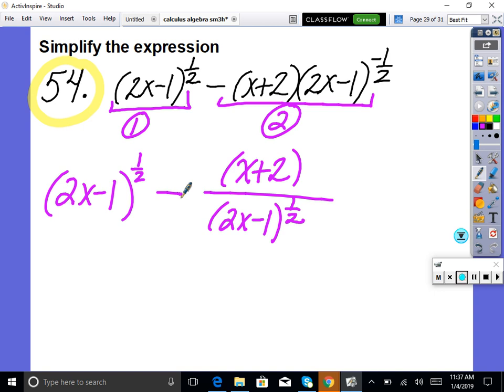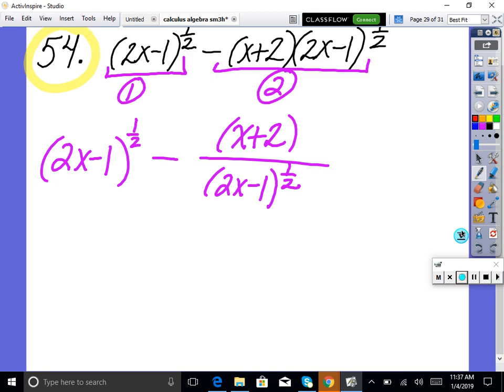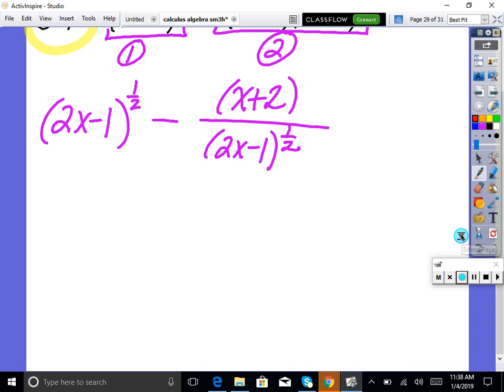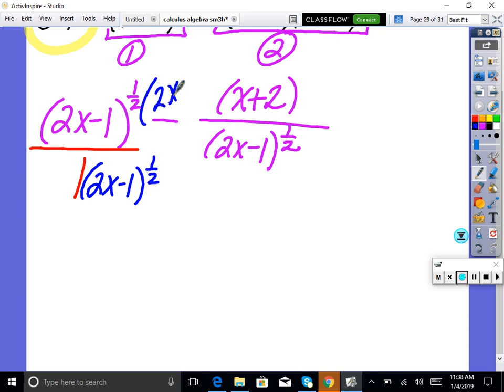It's always better to have everything together as one fraction instead of 2 separated fractions. But to add fractions, what do we need? Common denominator. So you would then go over here and draw a 1. What's the common denominator? Okay, let's write that. So we're multiplying by 2x minus 1 to the 1/2, 2x minus 1 to the 1/2.